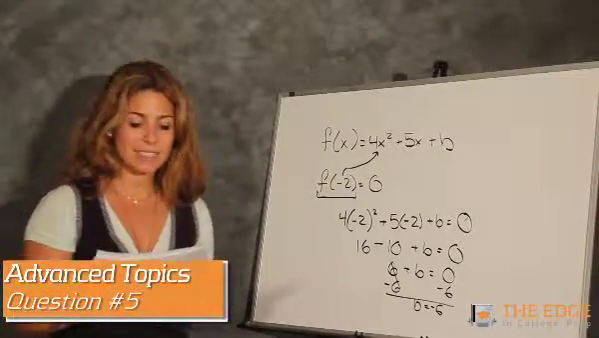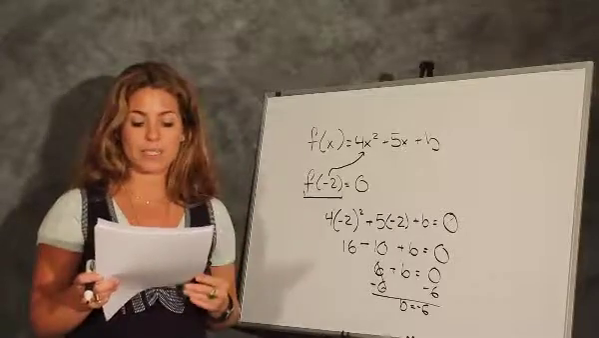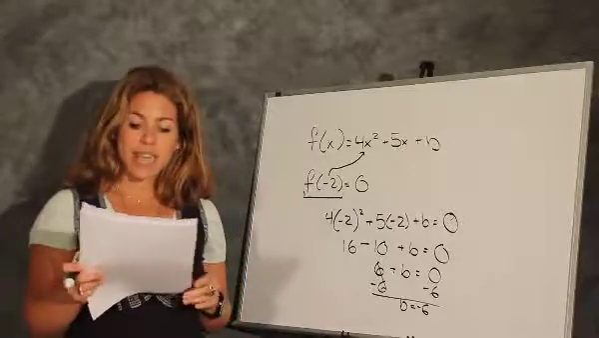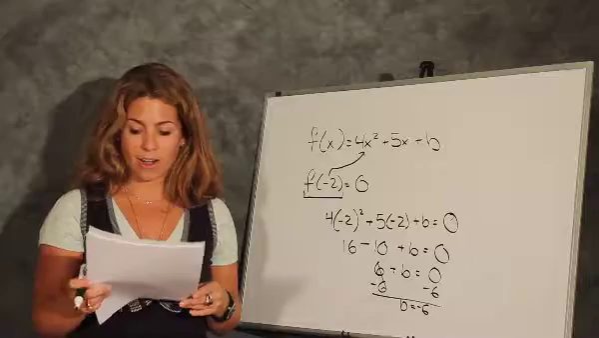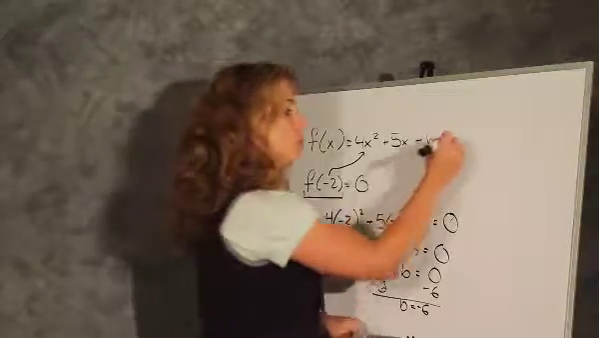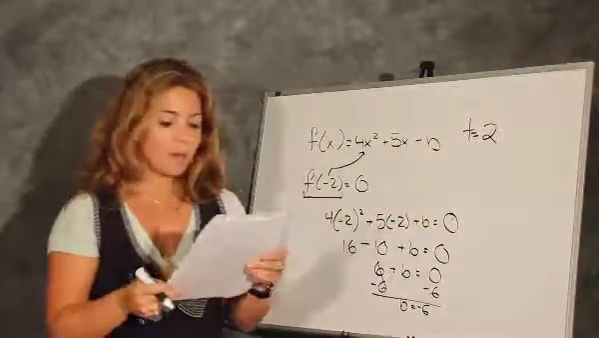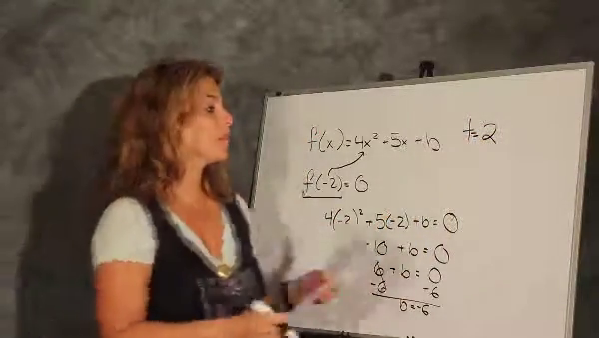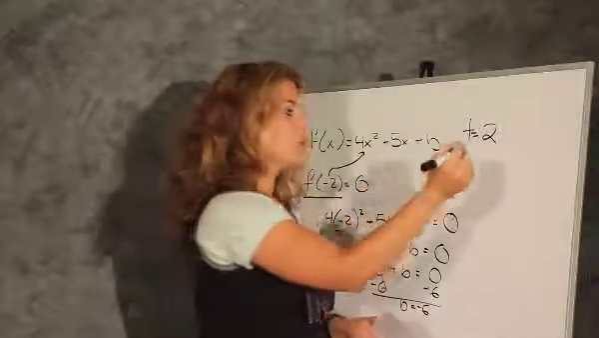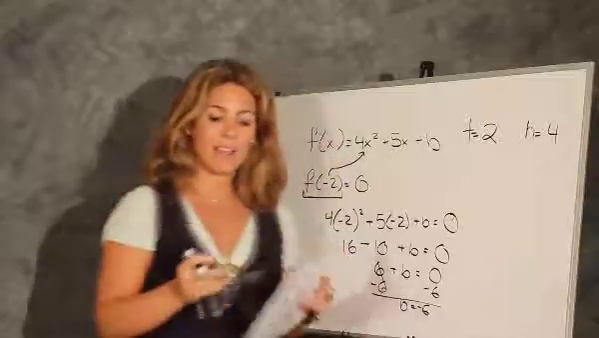Number 5 says, 2 students are working on a mathematical model for a science experiment in which a tennis ball is thrust into the air. The first finds the time at t equals 2 seconds. The ball is at a height of 4 meters. So when the time is 2, then we know our height is at 4 meters.